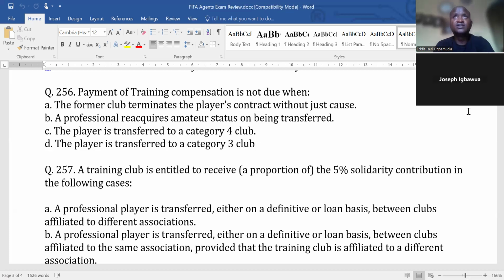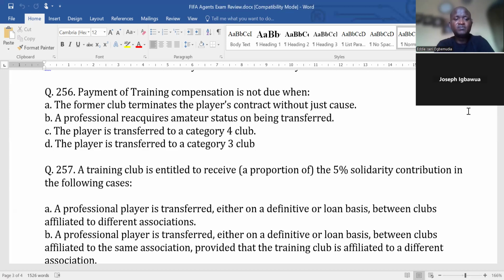So what this regulation says is that if that player goes and joins another club, even as a free player, the former club that terminated his contract without just cause will not be entitled to training compensation because they didn't honor their contract, so they shouldn't be compensated for treating the player unfairly. So a former club that terminates a player's contract without just cause will not be entitled to training compensation.